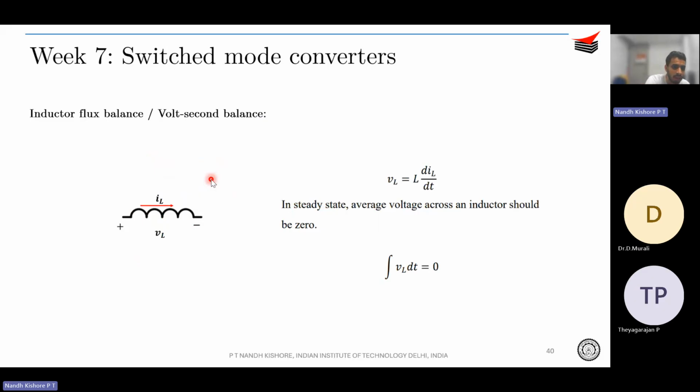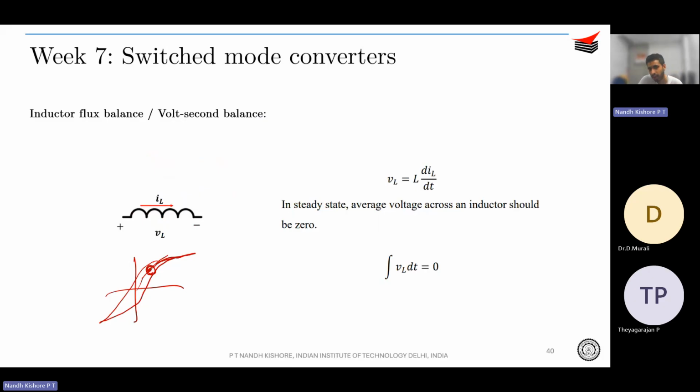It should be operating at a particular point in the BH curve. Okay, so let's say the BH curve is something like this, correct? So you will be operating, let's say over here. Okay, so you will be operating at a particular point in the BH curve. You don't want to move up and up, and you will saturate.